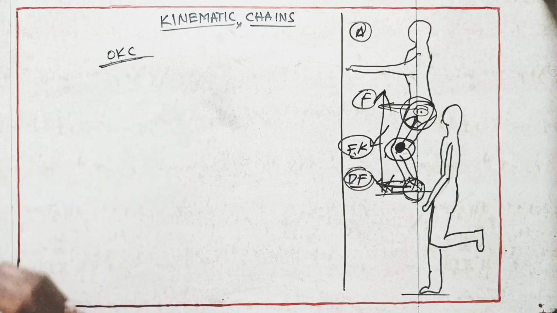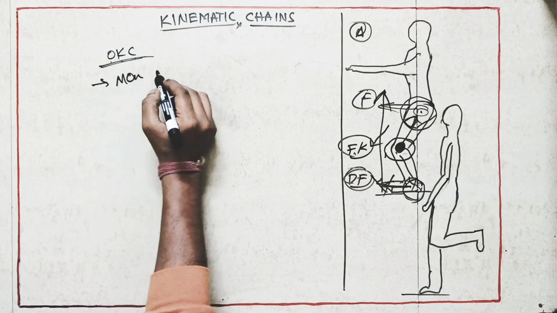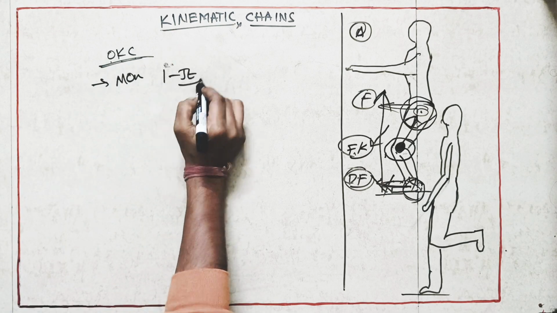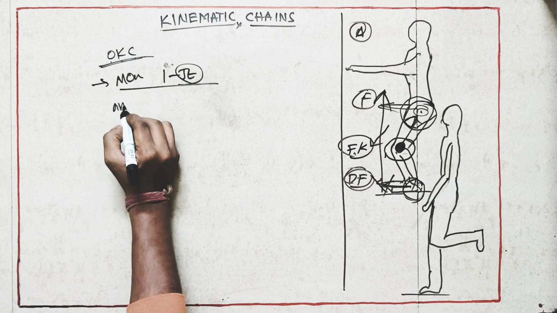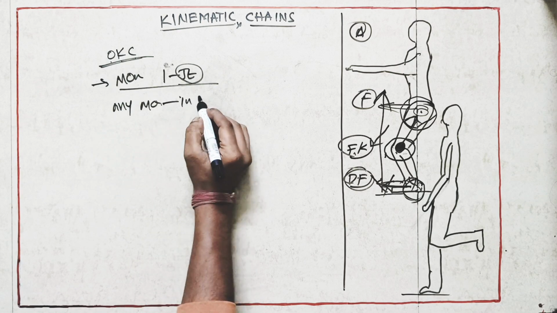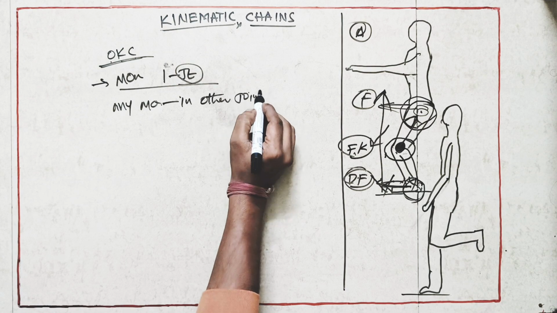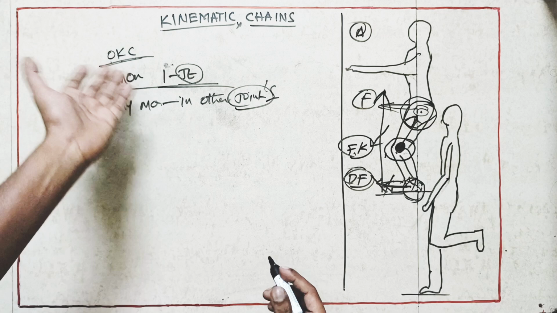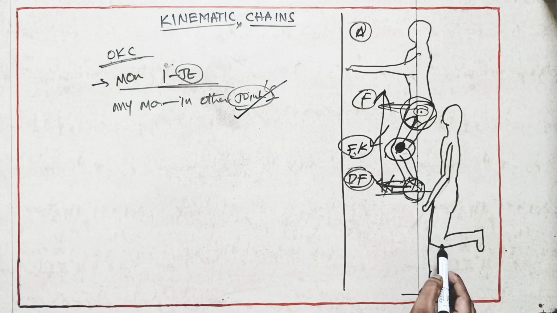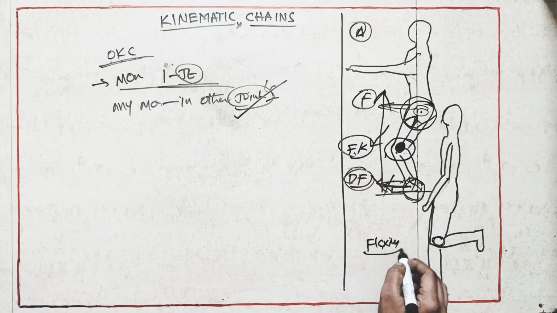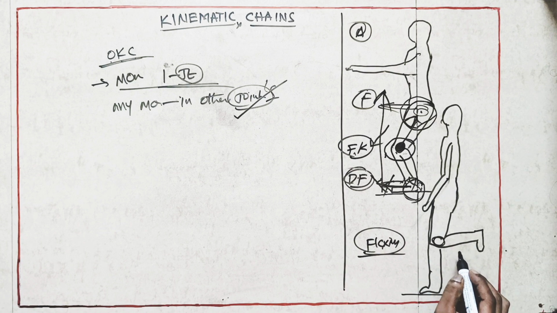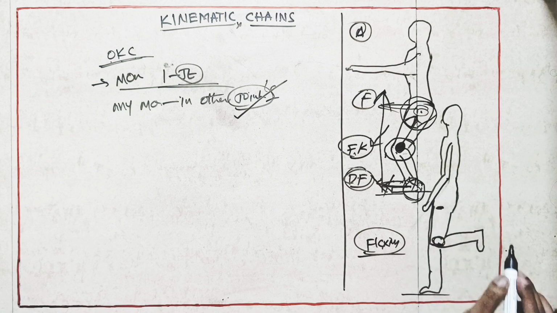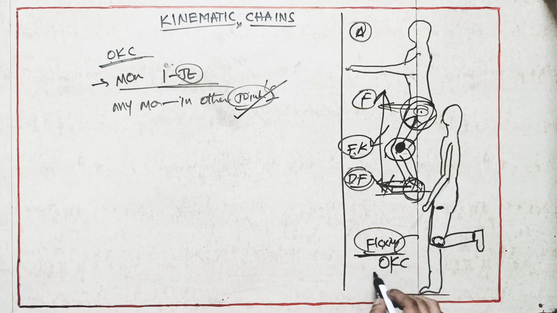Open kinematic chain means movement in one joint is not going to create any movement in other joints. One joint movement is not going to create movement in other joints. That is open kinematic chain. Suppose you see here, if the person is flexing the knee, he flexed only the knee joint. The hip joint is not involved, the ankle joint is not involved. This is the example for the open kinematic chain.